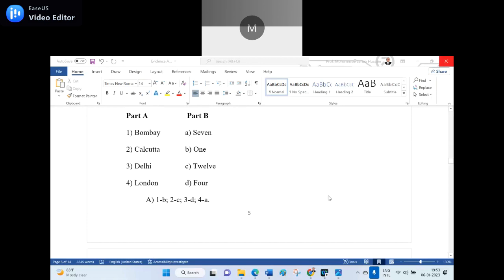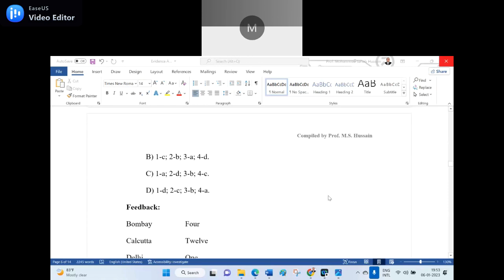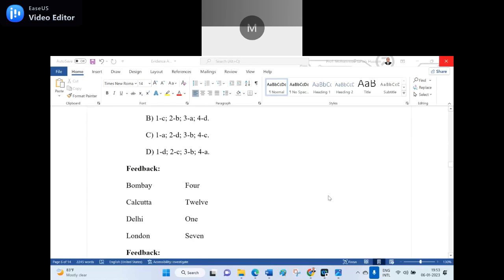I already gave the hint to you. Option C, sir. I already gave the hint to you. That's why you can easily shoot it. Okay, option C, sir. Feedback: 1A, 2D, 3D. Bombay is used 4 times in the Indian Evidence Act. Calcutta is used 12 times. Delhi 1 time. London 7 times. It is my open challenge. You could not see such multiple choice questions anywhere till now.